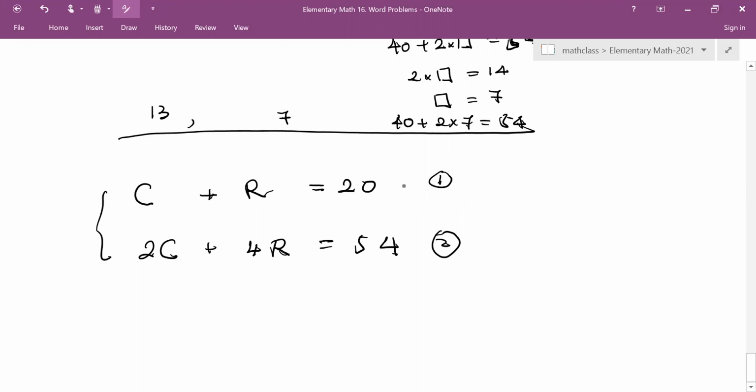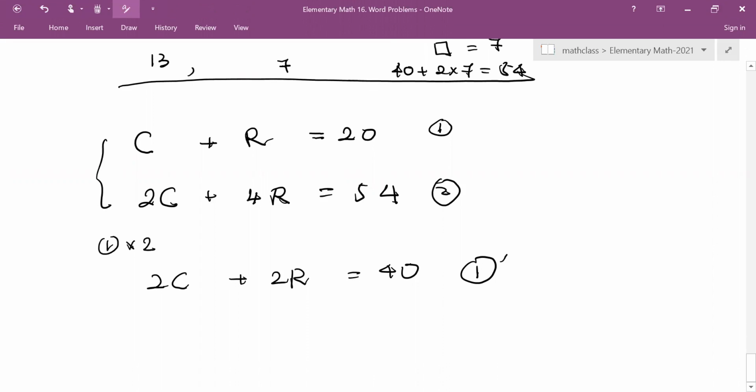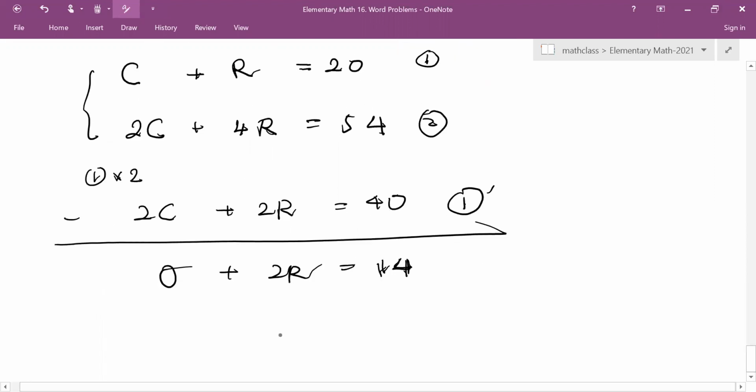For the first equation, I multiply by 2. So I get 2C plus 2R, and 2 times 20 is 40. That's essentially the first equation, but I multiplied it. Then you do the subtraction: 2C minus 2C is gone, 4R minus 2R is 2R, and 54 minus 40 is 14. From here, R should be equal to 7. So you should have 7 rabbits.